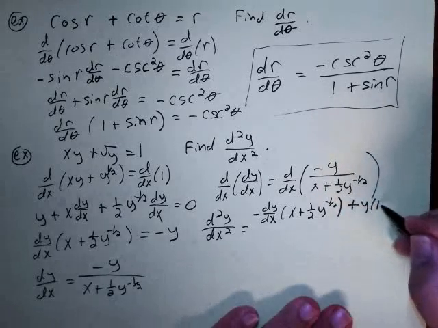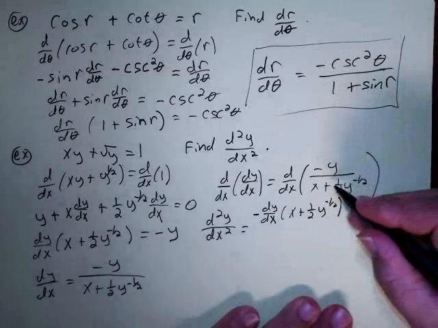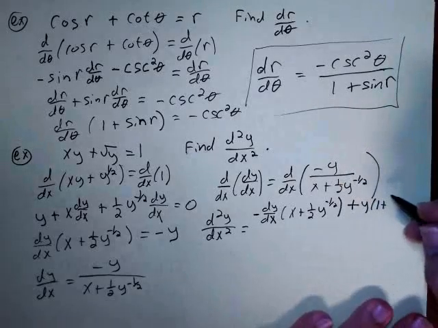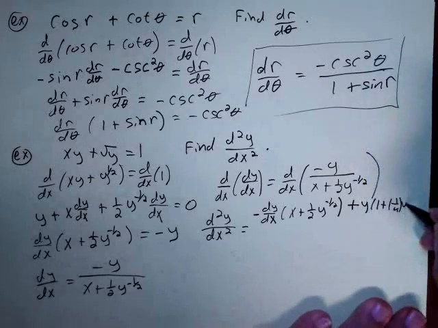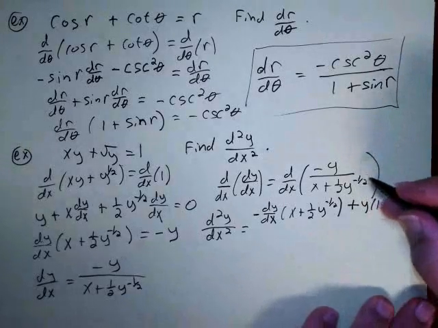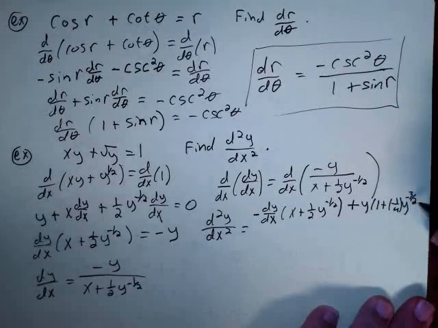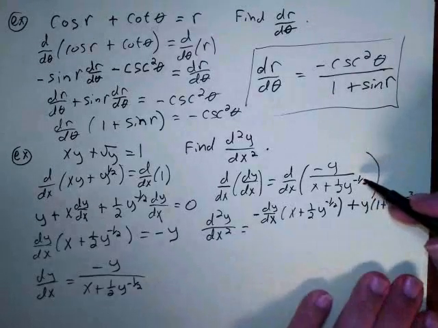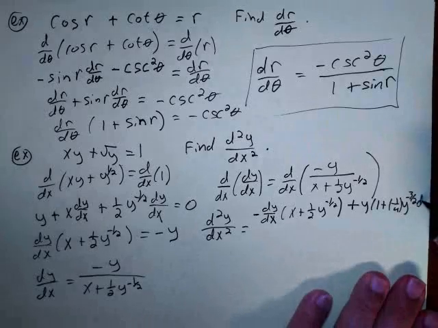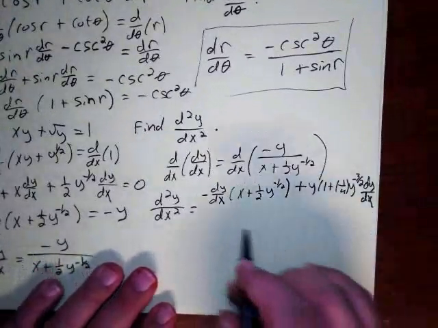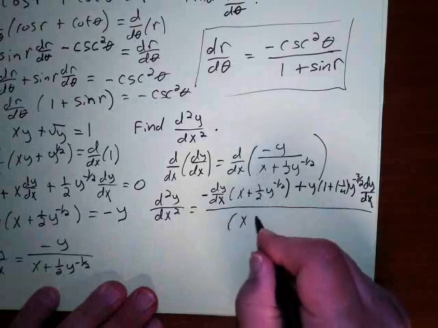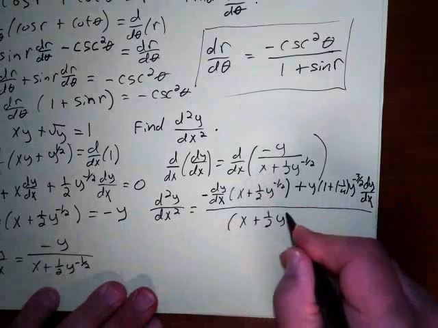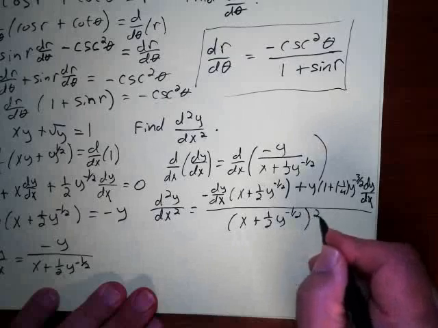So that'll just be 1 plus, bring down the negative 1/2, and I get negative 1/4, and that'll be y, and then subtract 1 from that gives me negative 3/2, and then times dy/dx. So it's all of that, all over the bottom squared: x plus 1/2 y to the negative 1/2, squared.